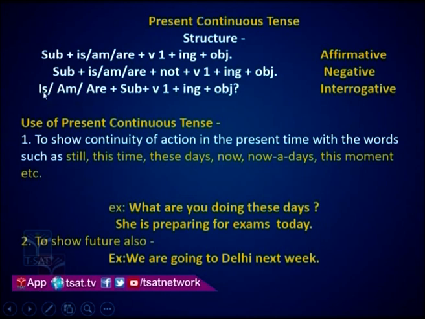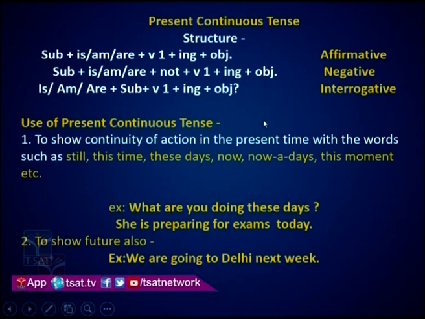Next, the third one, for interrogatives. The structure is: you use helping verbs in the beginning, is, am or are, plus subject plus V1 plus ing plus object. This is the structure for interrogative.